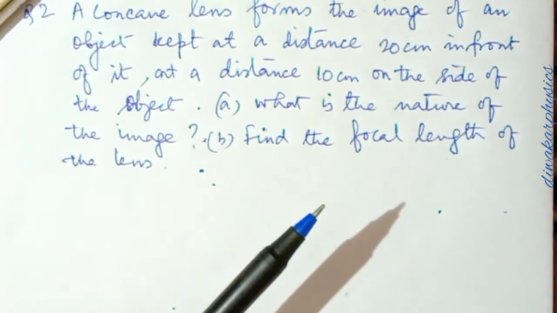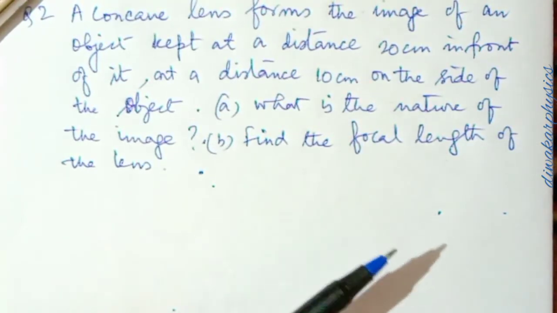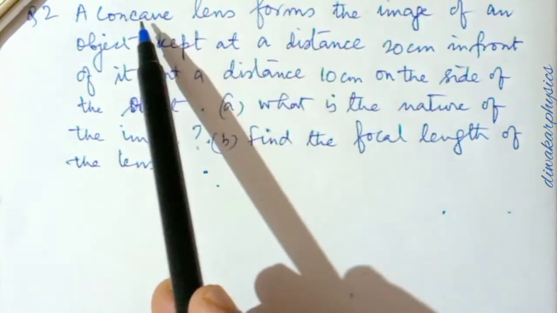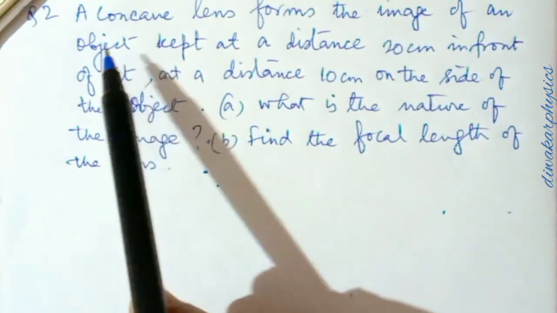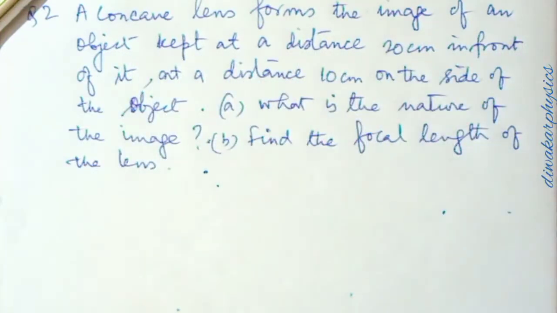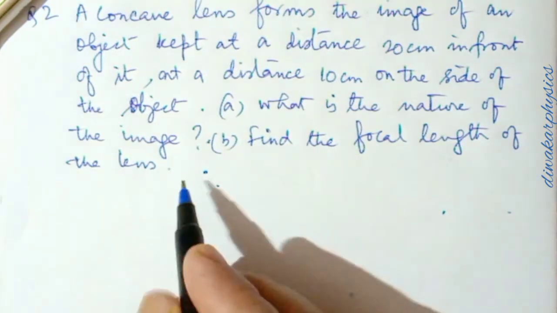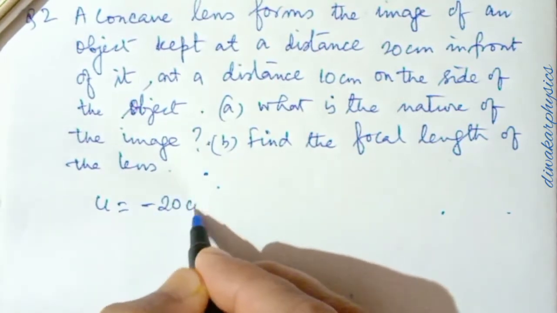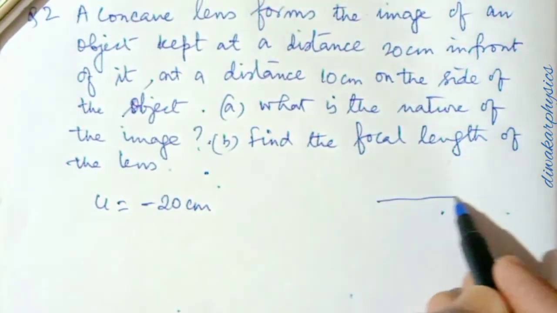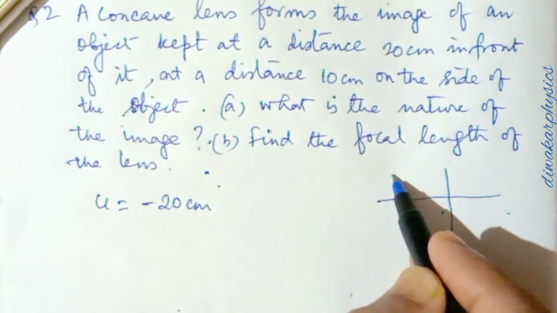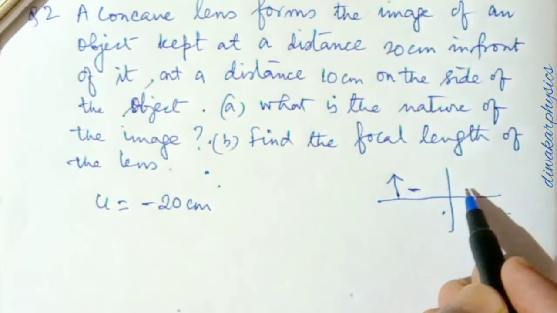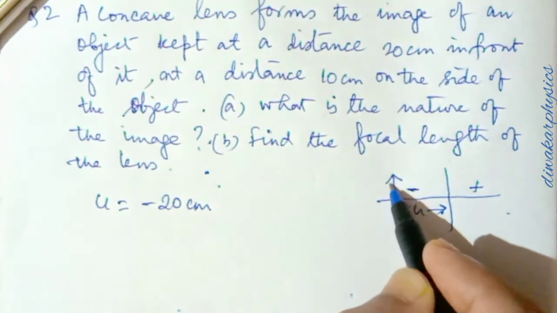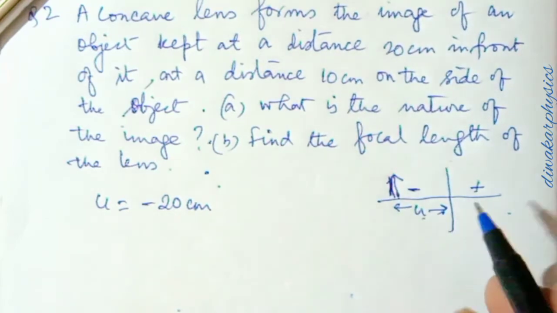Now again, you have to take the information from the question with proper sign convention. First, a concave lens forms the image of an object kept at a distance 20 centimeter in front of it. So that means u is minus 20. In the sign convention, the object is always kept on the left side, the negative side of the x-axis. So you will take u as always negative.